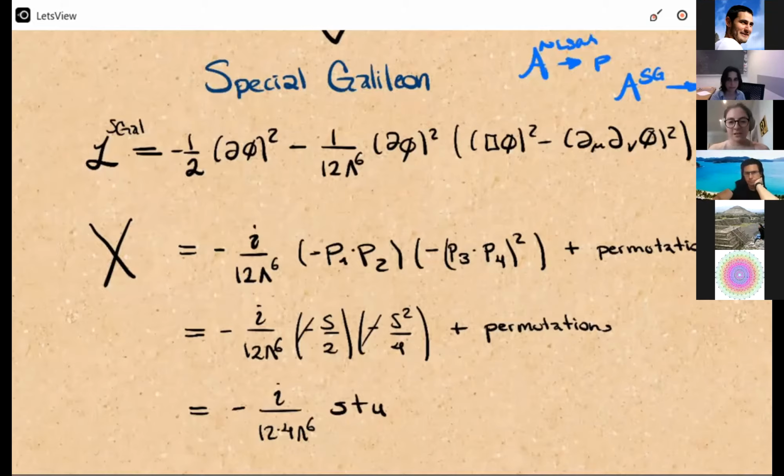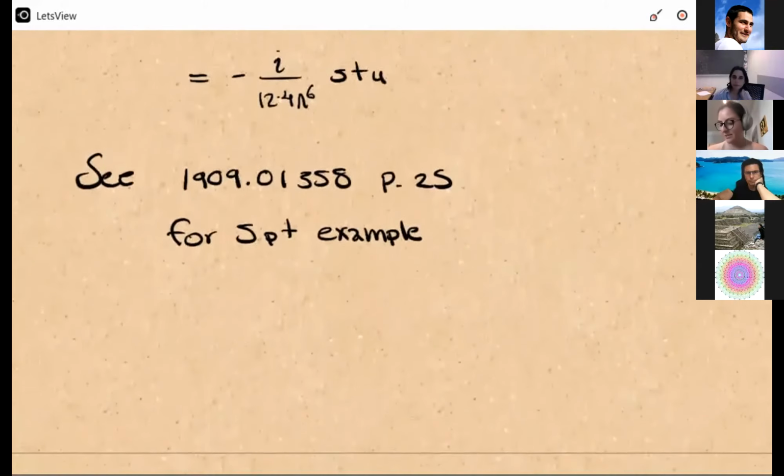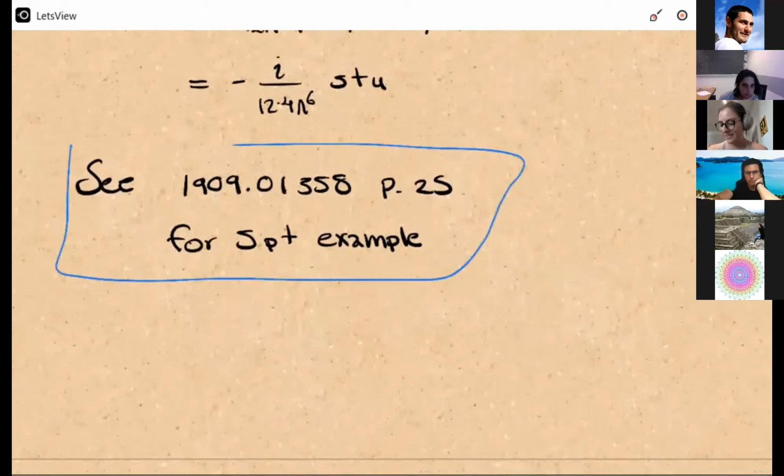Okay, let me just make sure that there are no more questions before I go to the next part. Okay, so then, by the way, if you want to see a more non-trivial example, you can check this review, and they do the 5 points, which is slightly more complicated.